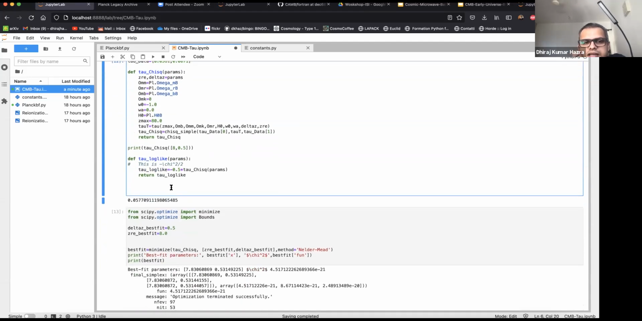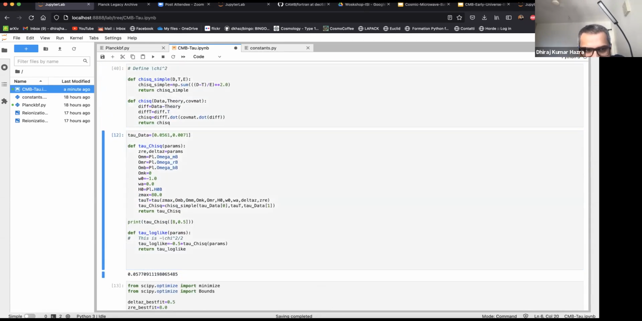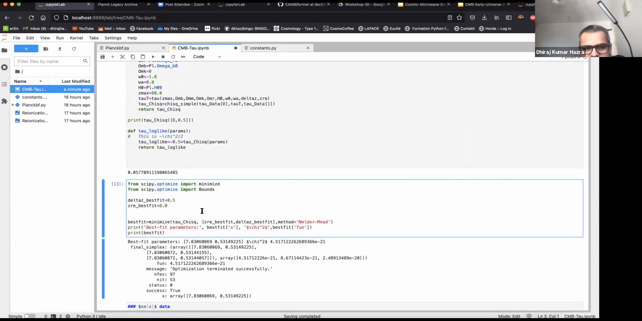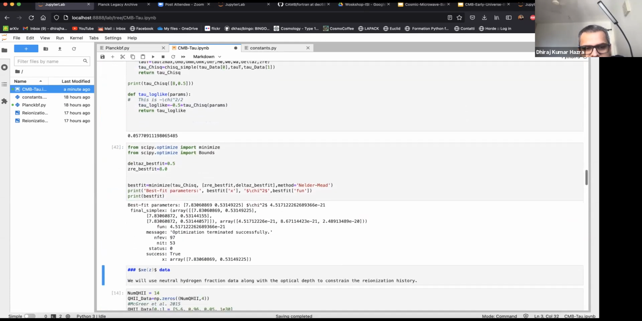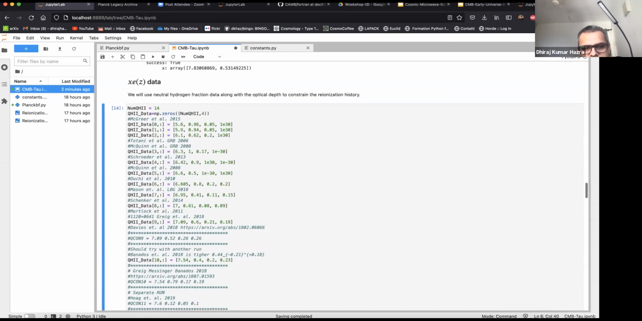Now remember, there are other data. For example, if I am plotting the tau chi-square, let me just combine. If I vary the parameters and simply find the best fit, I find that the reionization redshift, where the reionization was halfway done, has a best fit of redshift 7.8, and it has a width of 0.5.